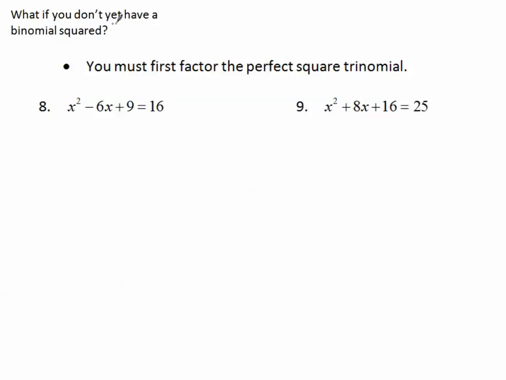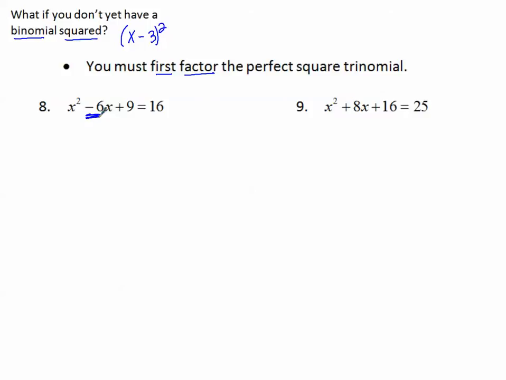Now, what if you don't yet have a binomial squared, meaning the thing in parentheses like x minus 3 squared, and all we had to do was take the square root? Then we have to first factor that perfect square trinomial. Let's look at some examples. Remember in the last lesson we had a perfect square trinomial like this and we factored it. How did we do that?